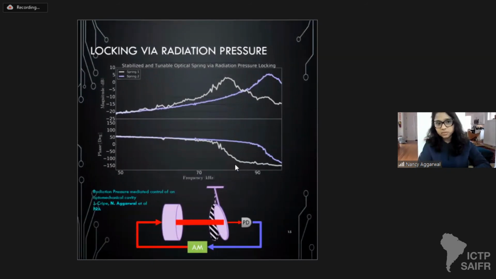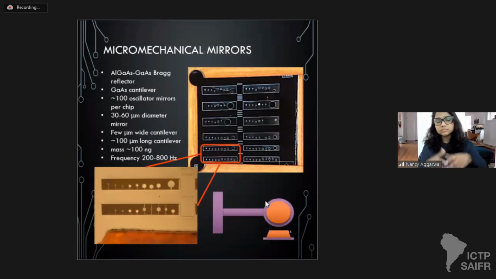So we designed the experiment, we locked this thing by radiation pressure, and then our collaborator Garrett Cole makes these chips for us that we had designed using the optimization. The chips look something like this, where each of these little circles is one oscillator. It kind of looks like a badminton racket, just a floppy mirror. The mirror is made of AlGaAs and GaAs alternating layers, so it's a Bragg reflector. And the cantilever, the purple line here, is just a thin gallium arsenide layer. In each chip, we have about 100 oscillators because we didn't want to put all our eggs in one basket.